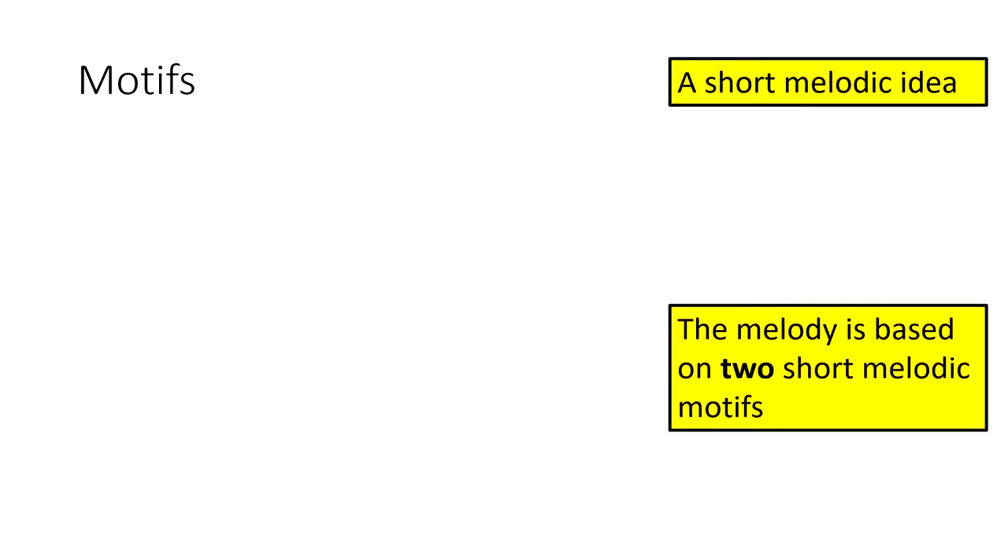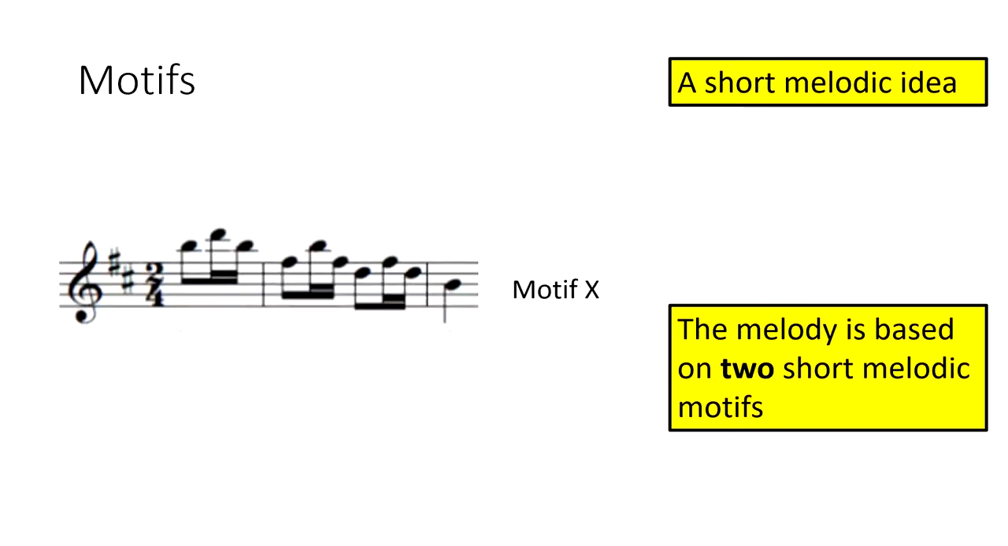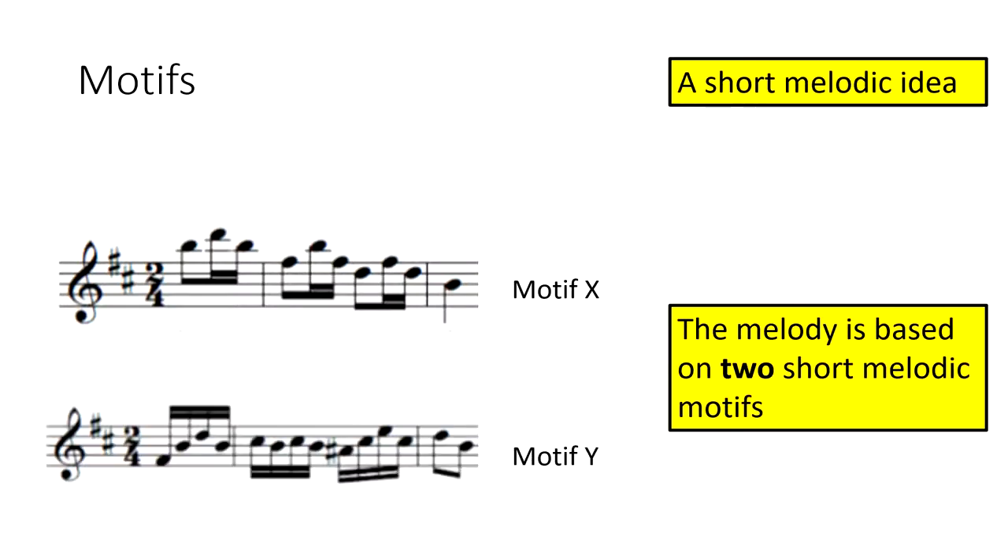And Bach has based the melody on two short melodic motifs. In the last video, we gave these motifs names because it made it much easier when we're analysing. So we have motif X, which looks like that and sounds like this. And then we had motif Y, which looks like that and sounds like this.